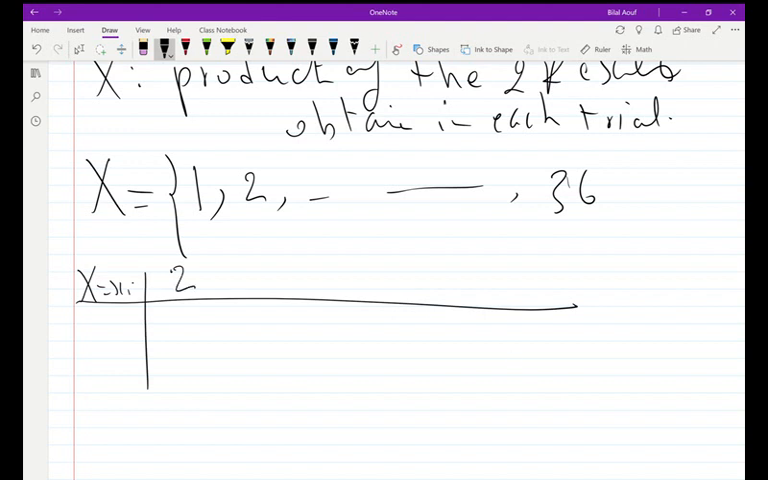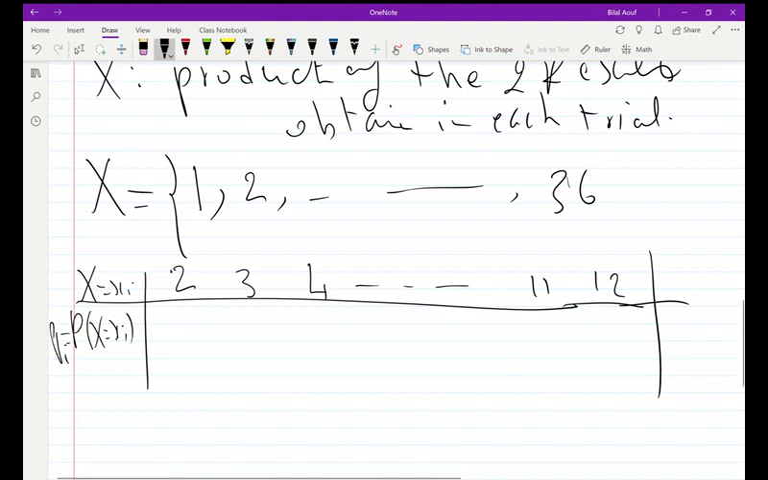I start from 2, 3, 4, okay, till 11, 12. The second row is the probability for each value, probability of X equal Xi. I put it Pi. So how to calculate the probability for each value?